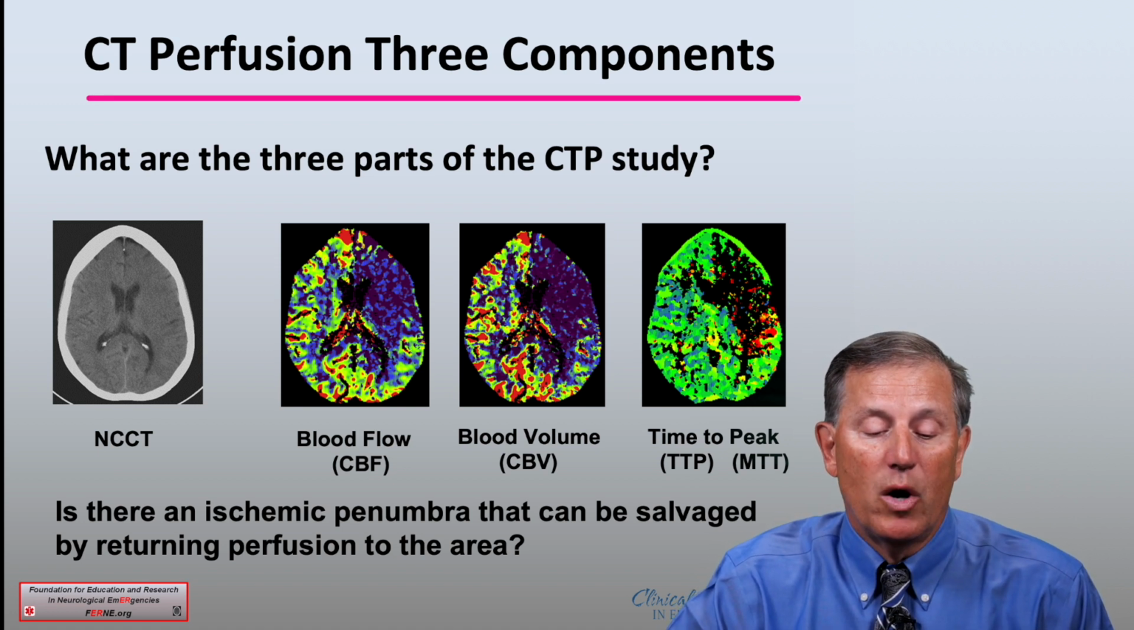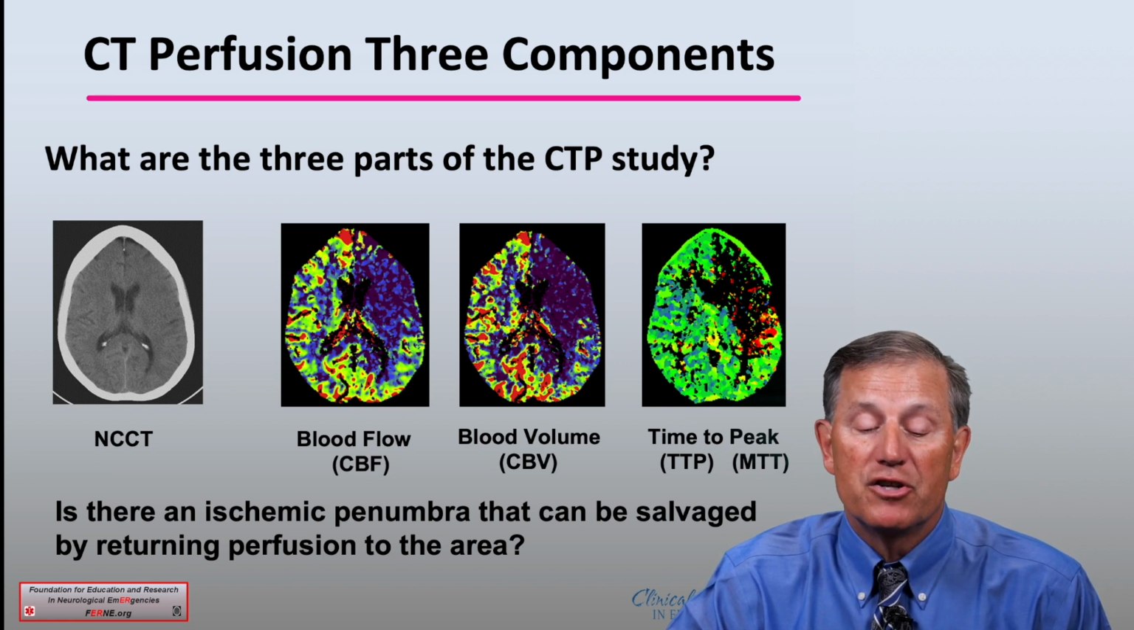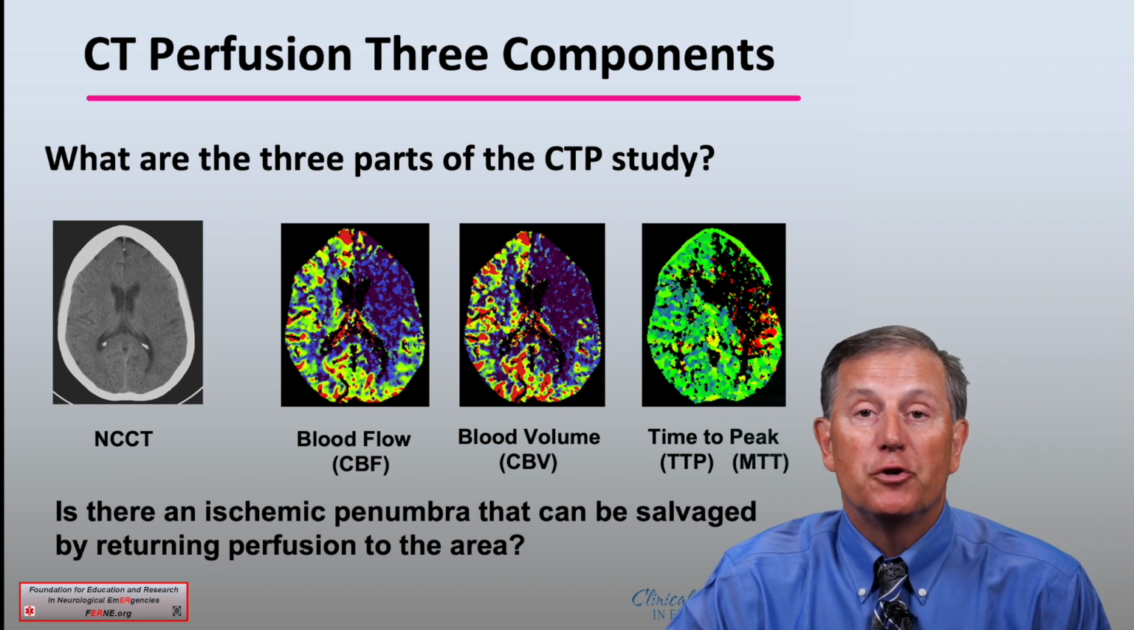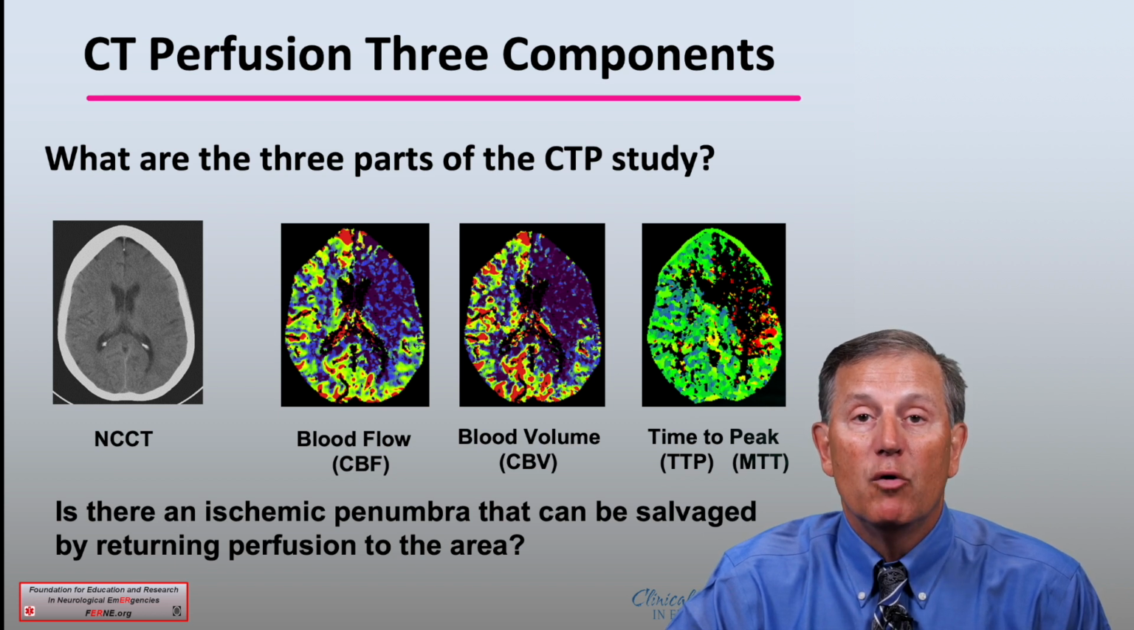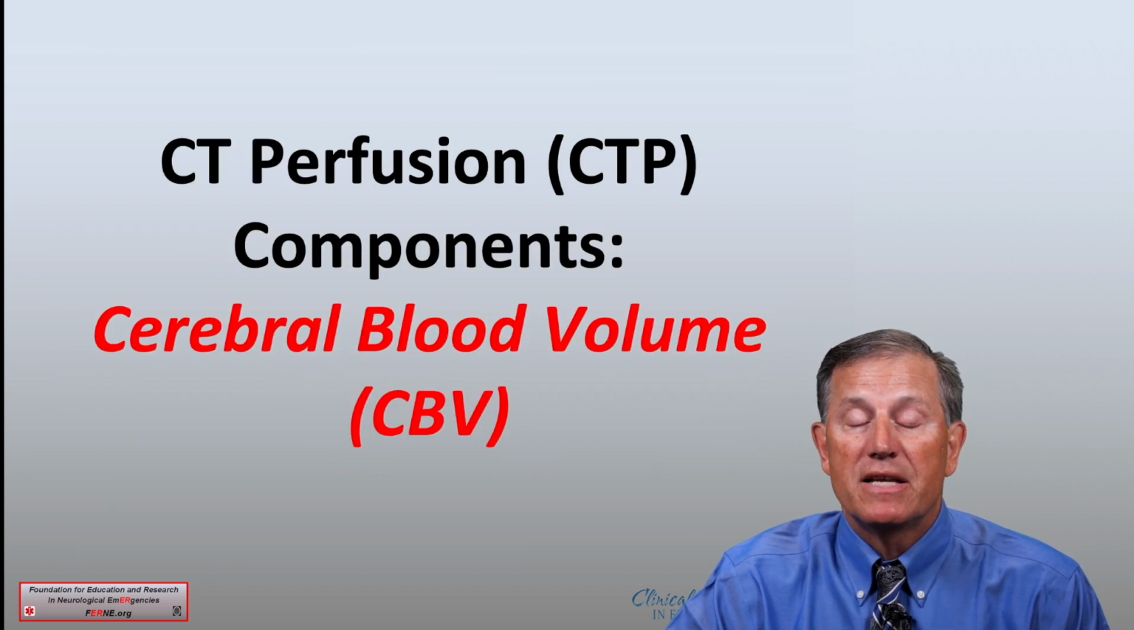It's to answer the question, is there an ischemic penumbra that can be salvaged by returning perfusion to the area by dissolving or removing the clot in an important vessel? Let's talk about these components.